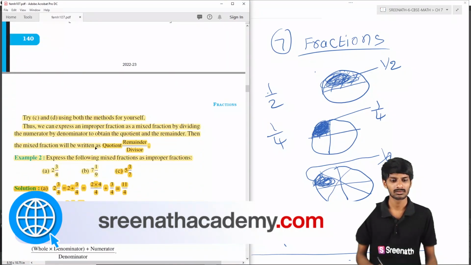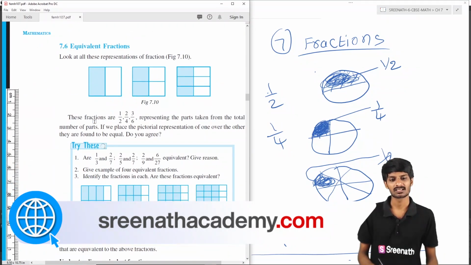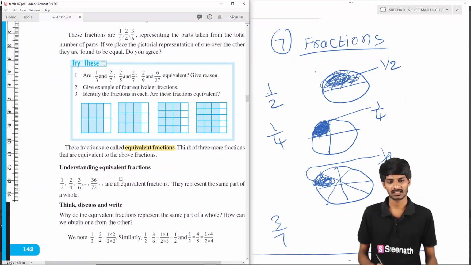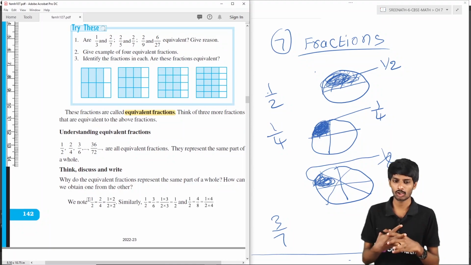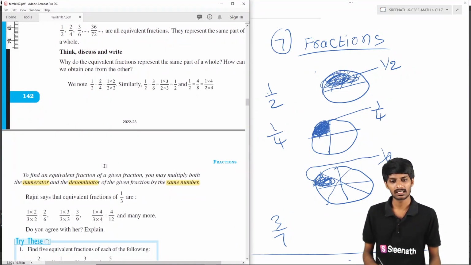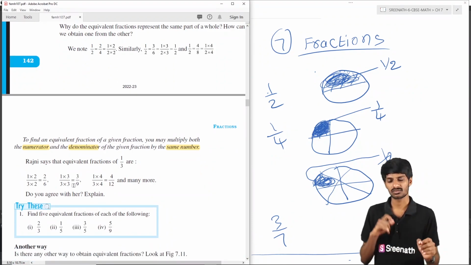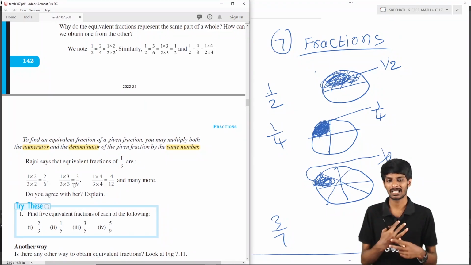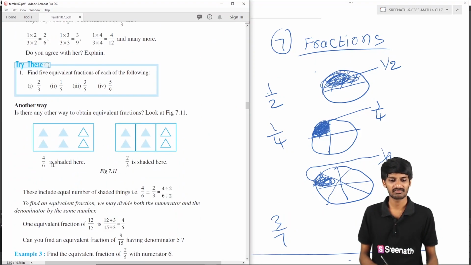So next thing is what? Equivalent fractions. So what are equivalent fractions? Those fractions are called equivalent fractions whose values are equal, students, but their numerator and denominator look different. How will you get the equivalent fractions? If you want to get equivalent fractions, you have to multiply both the numerator and the denominator by the same number, or you have to divide by the same number, then you will get the equivalent fractions, friends.